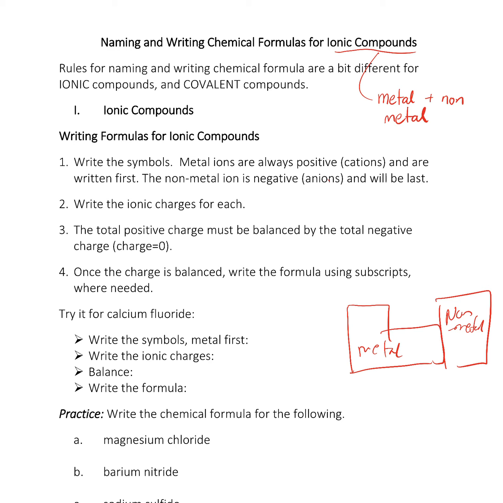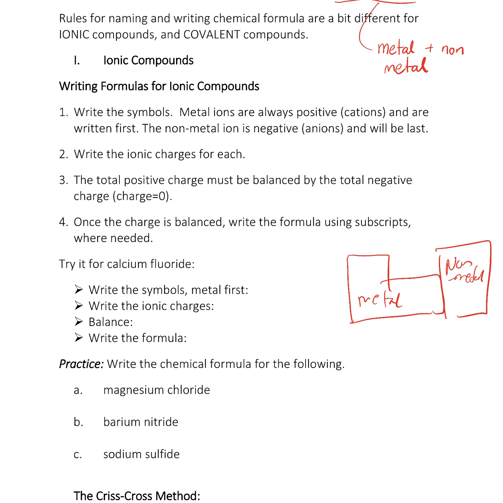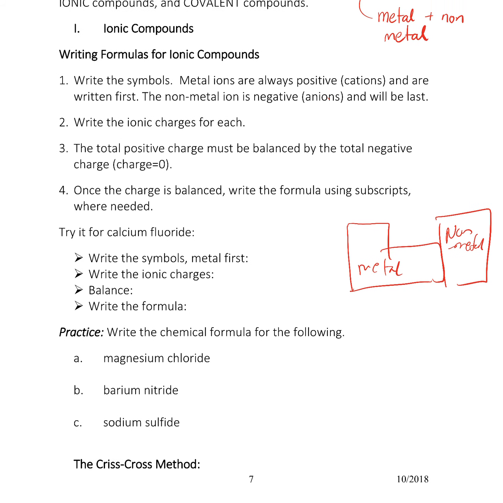We're going to start with writing formulas for ionic compounds. In order to write the formula for an ionic compound, we first write their symbols. We assume that the metal ion is always going to be positive, or a cation, and will be written first. The non-metal ion must be written last. We find the ionic charges for each of the two ions and then we need to find a way to make the total charge 0. Once the charges are balanced, we can use the subscripts to write the formula out.